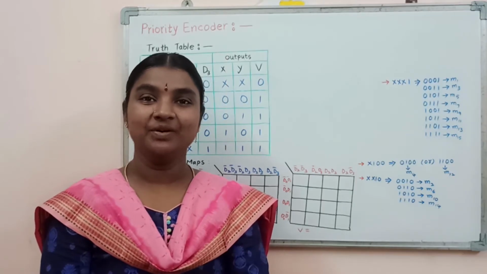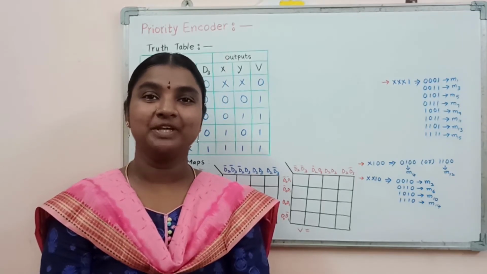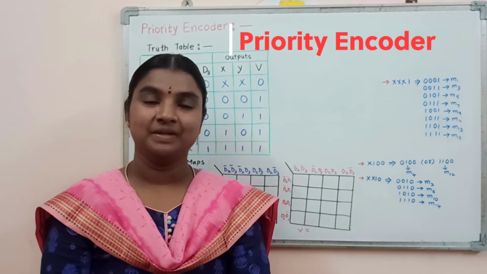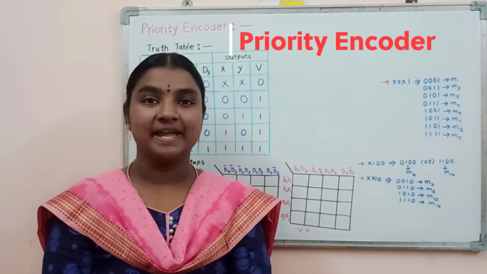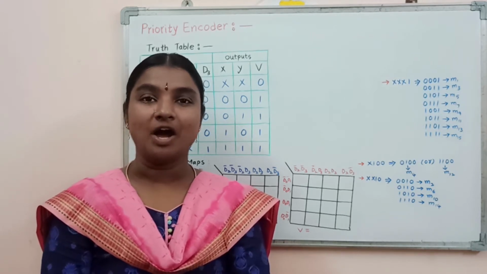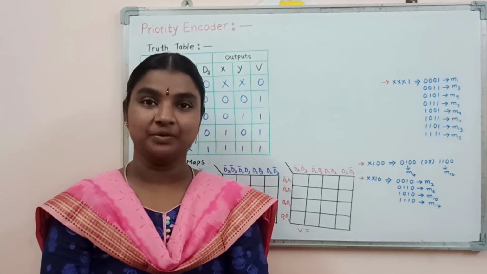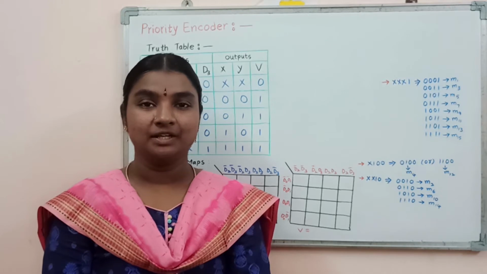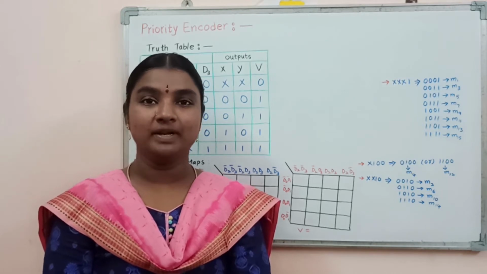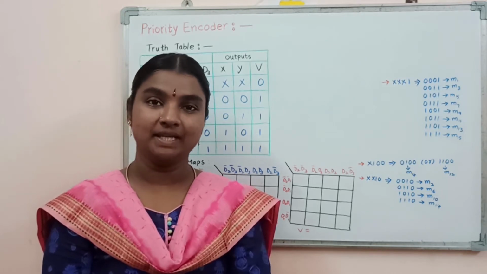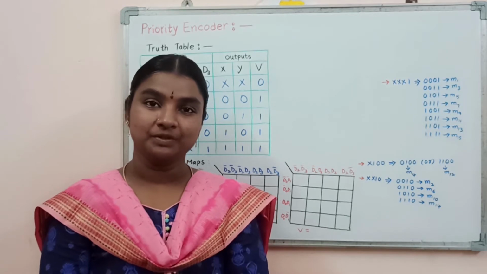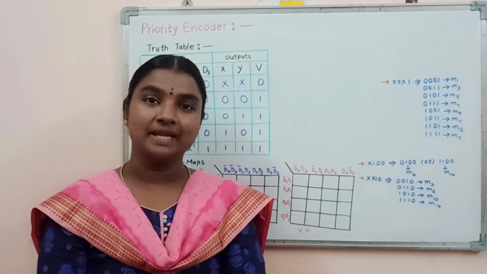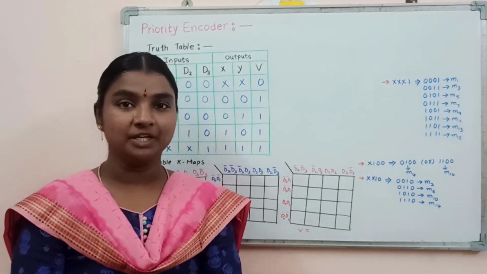In this video, I am going to explain about the priority encoder. In the last video itself, I already explained about the octal to binary encoder circuit. In that, we faced two limitations, and those limitations can be overcome by using this priority encoder circuit. So, here I am explaining a 4-input priority encoder circuit.